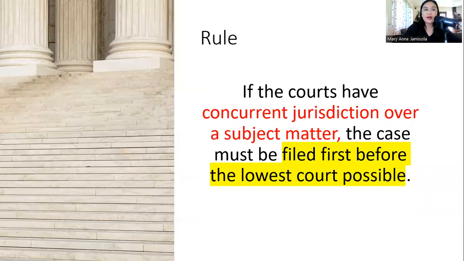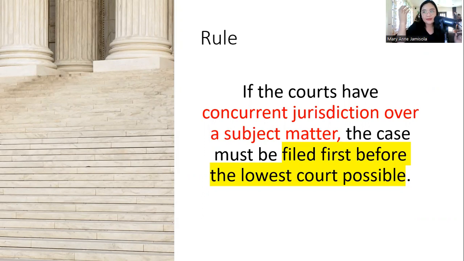So the rule or the principle of judicial hierarchy is that if the courts have concurrent jurisdiction over a subject matter, the case must be filed first before the lowest court possible. Remember that this principle of judicial hierarchy applies only if there is concurrent jurisdiction over a subject matter. What does concurrent jurisdiction mean? It means they simultaneously have jurisdiction over that subject matter.